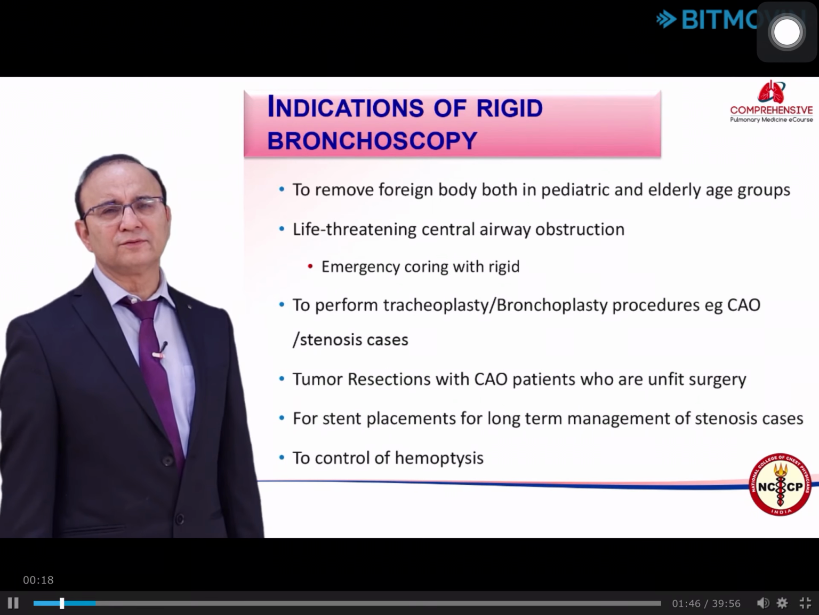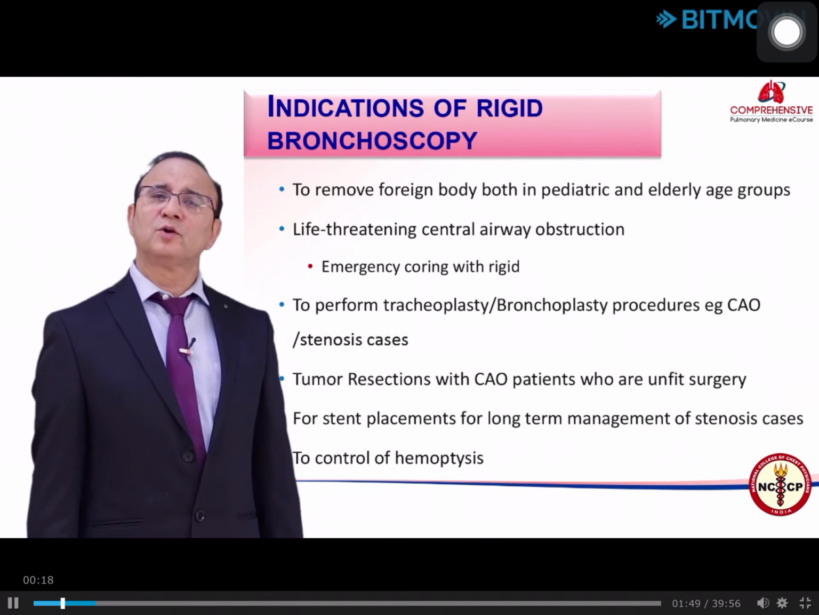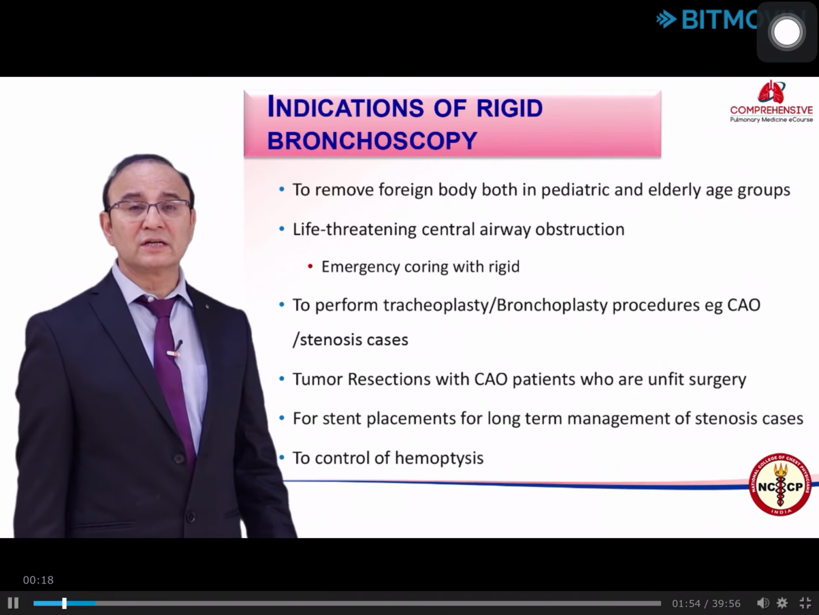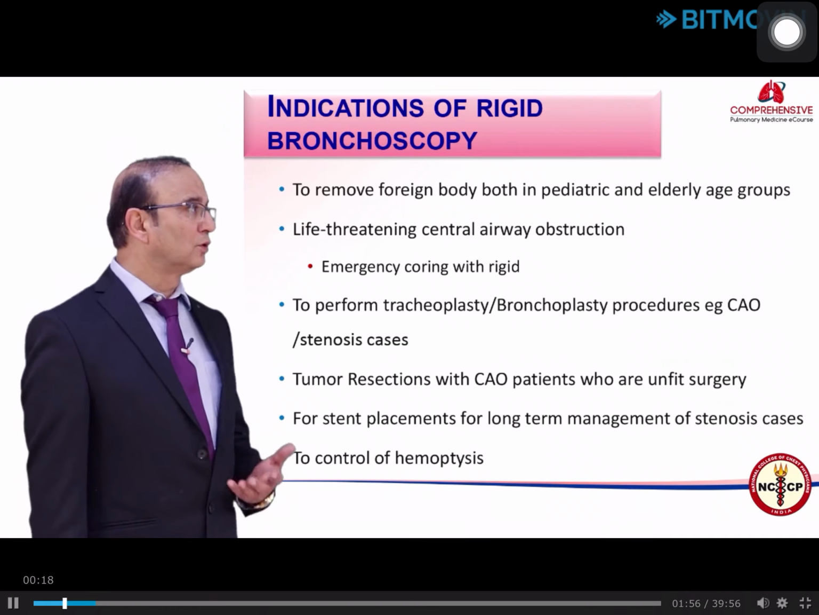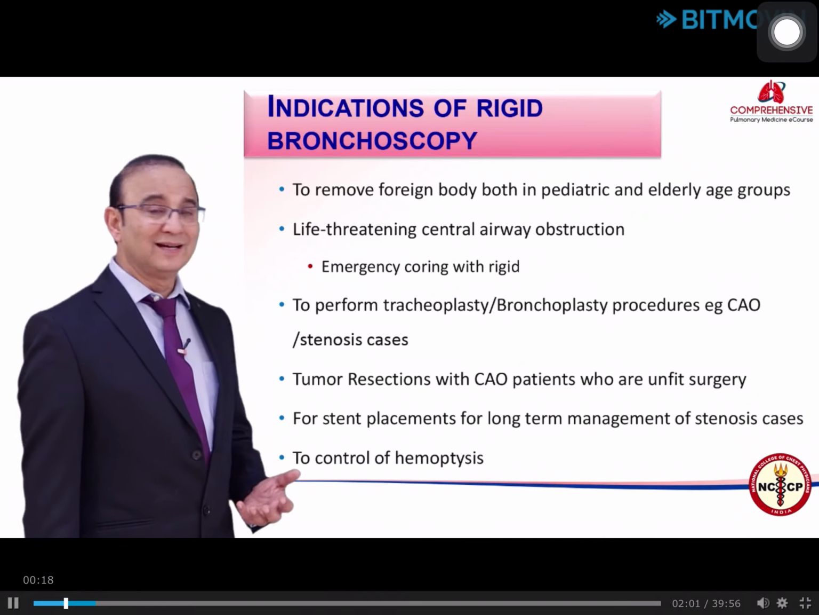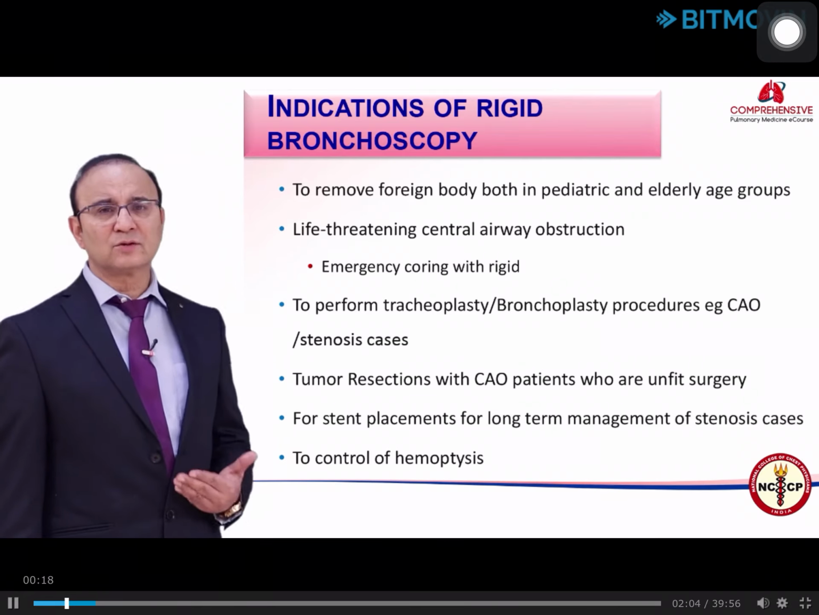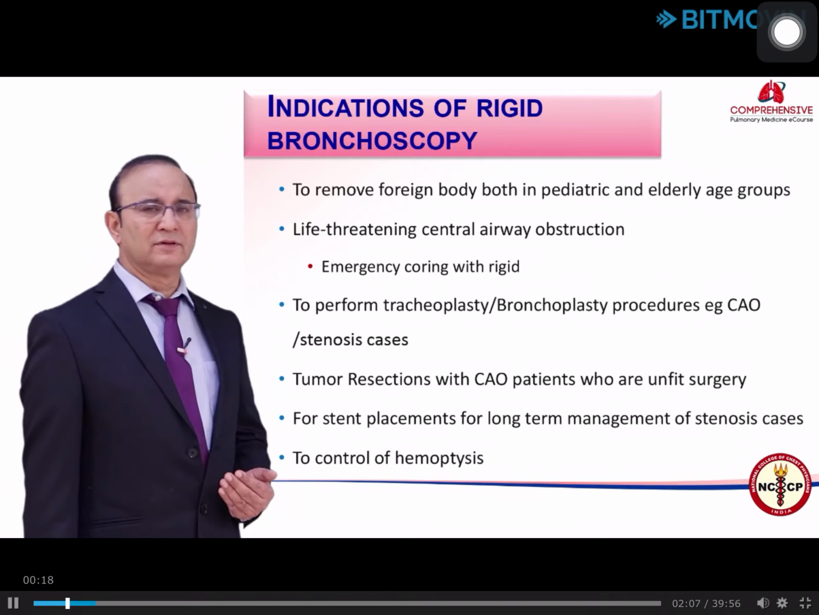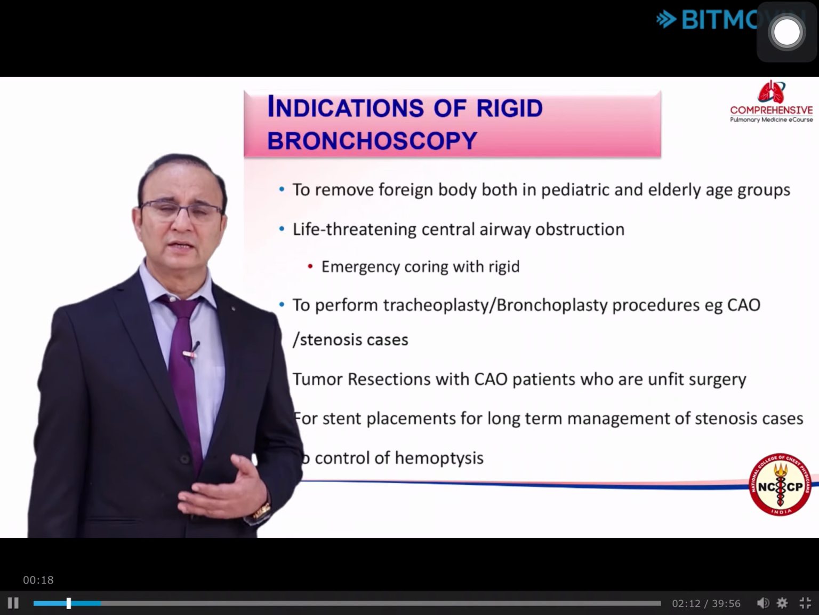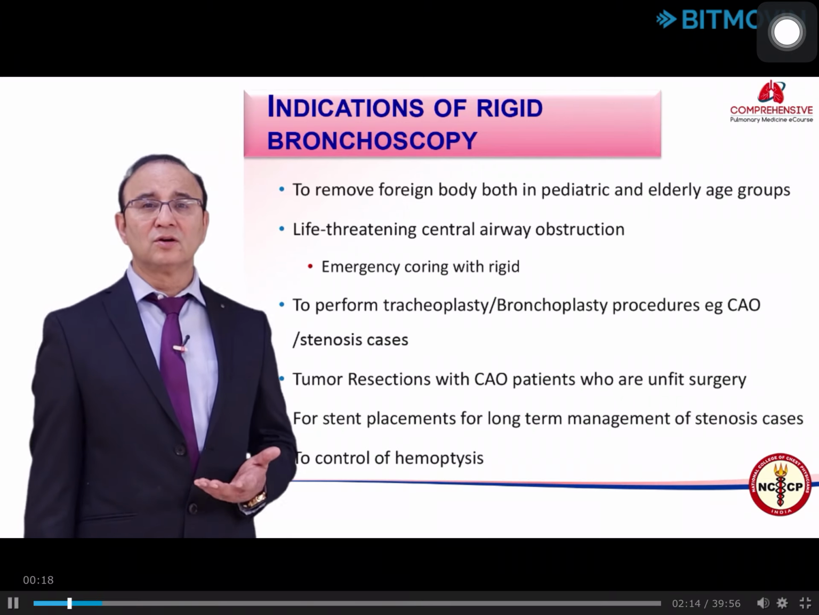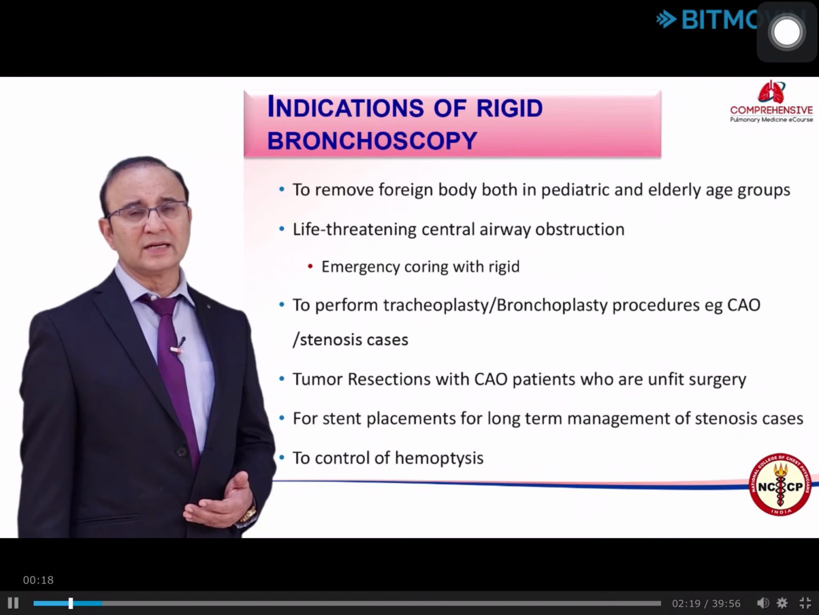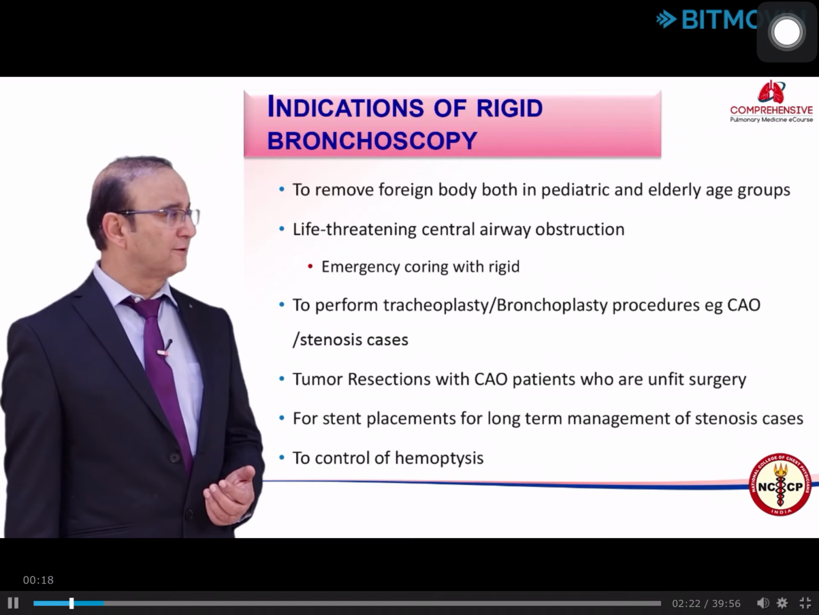The indications of rigid bronchoscopy: foreign body, we have been removing preferably with the rigid scopes for many years. So, it still remains the indication for removing a foreign body in the pediatric as well as the elderly age group. Then it has a role in life-threatening central airway obstruction. It has a role to perform tracheoplasty or bronchoplasty in a patient who has a tracheal stenosis or a bronchial stenosis. Tumor resection with central airway obstruction in patients who are unfit for surgery.